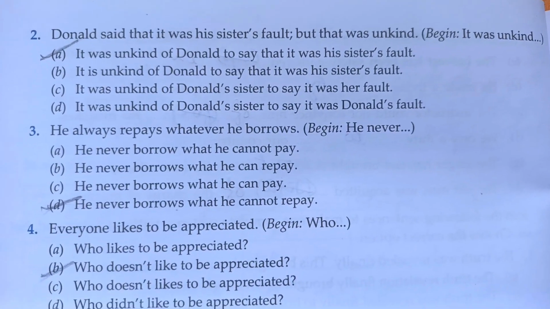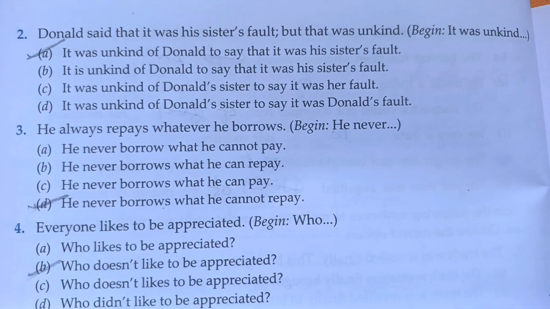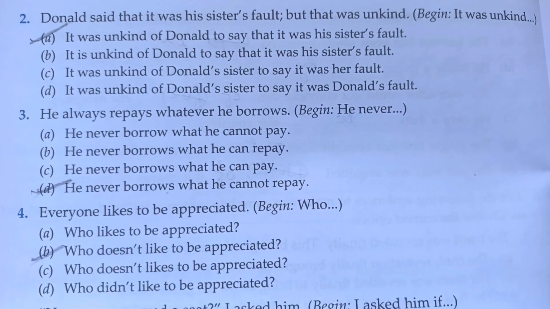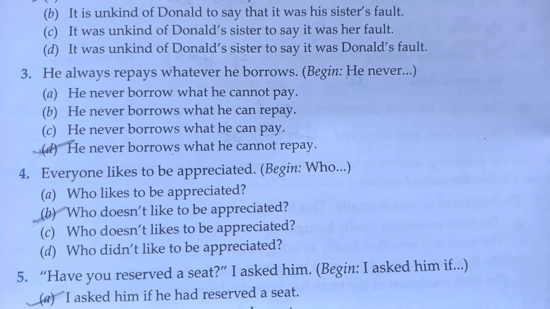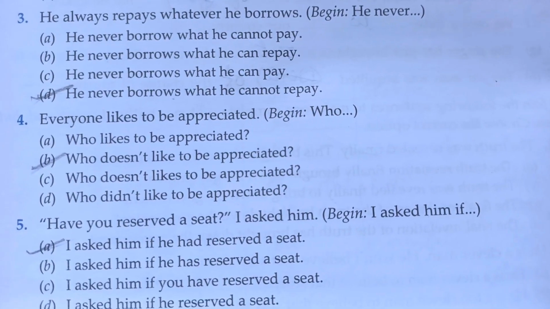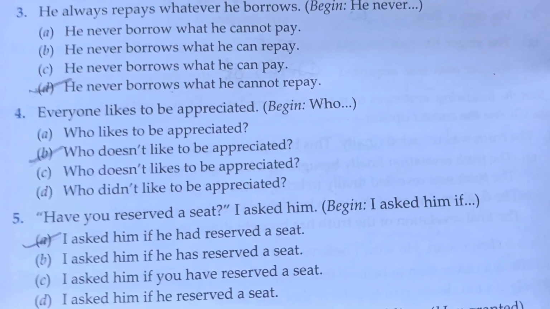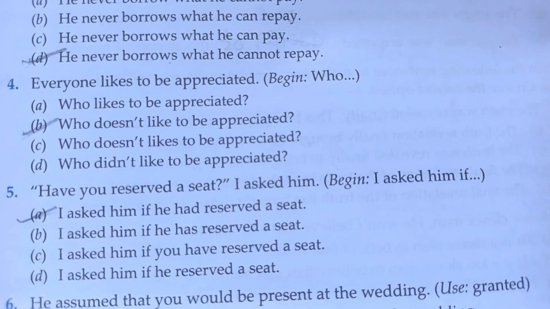Number three, he always pays whatever he borrows. So here you have to begin the sentence with he never. So the correct option is D. He never borrows what he cannot repay. Number four, everyone likes to be appreciated. So here you have to begin with the sentence who. So option B is correct. Who does not like to be appreciated?